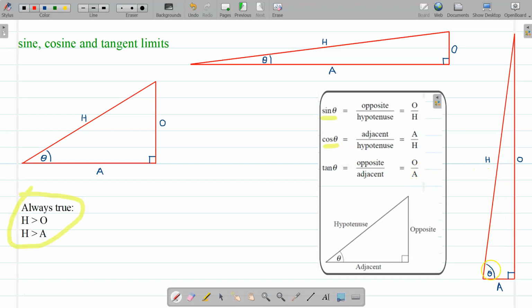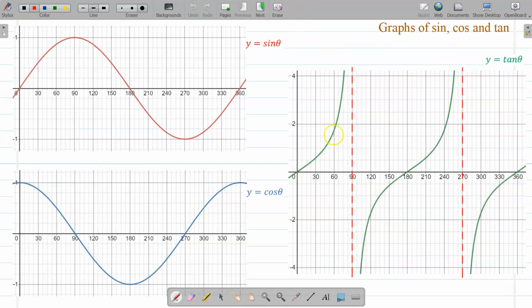Theoretically, if this angle reached 90 degrees, the hypotenuse would be vertical and it would never reach the opposite at all, hence the opposite would go off to infinity, which is why we get those breaks in the tangent graph every 180 degrees. So we'll go back to those graphs now, and there you can see the tangent graph going off to infinity, not reaching this 90-degree mark, then coming back here from negative infinity and going through there.